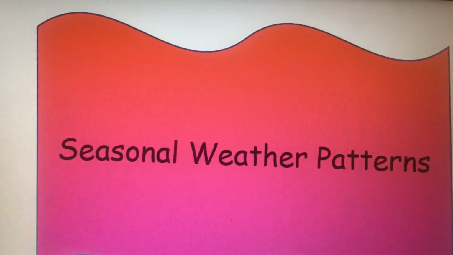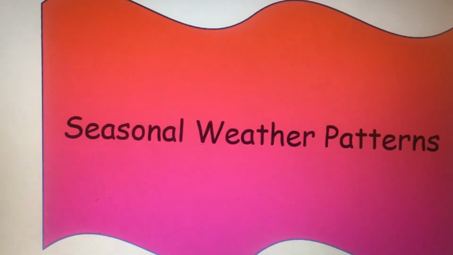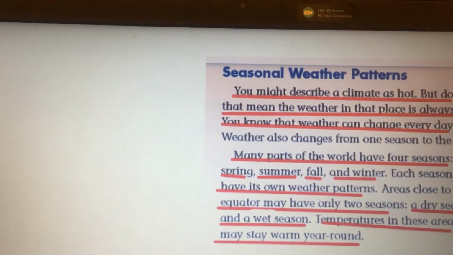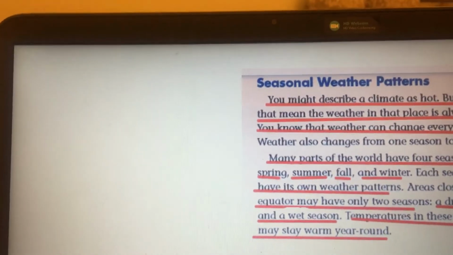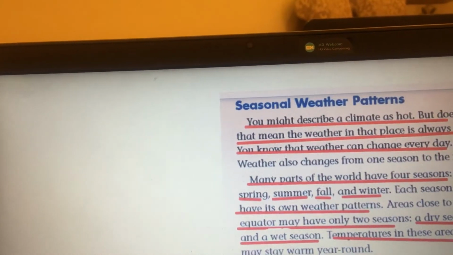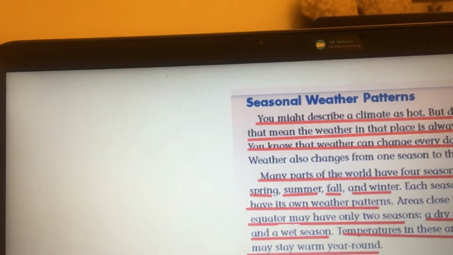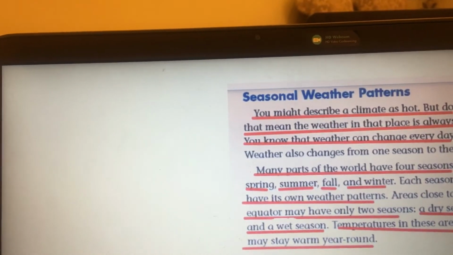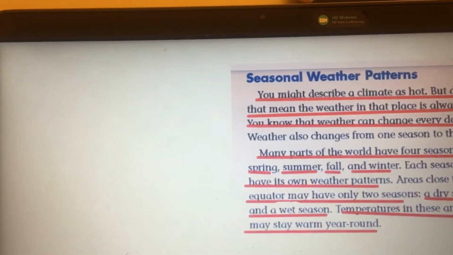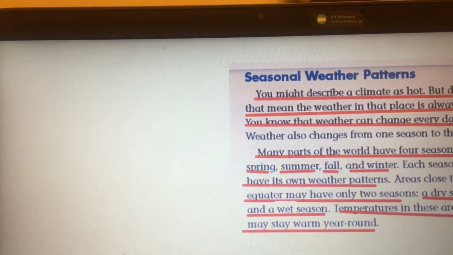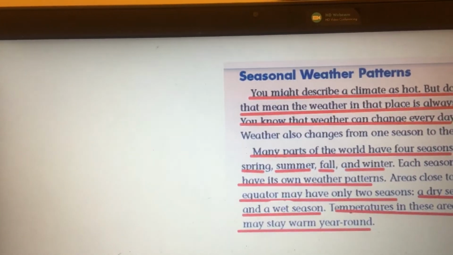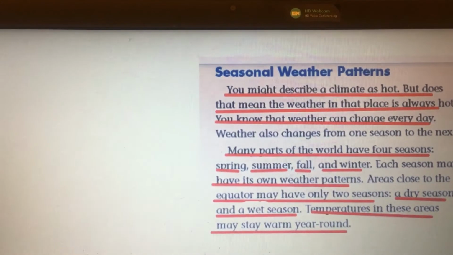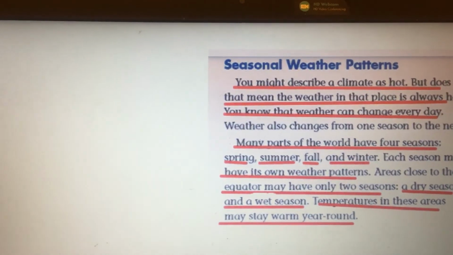Seasonal weather pattern. You might describe a climate as hot, but does that mean the place is always hot? You know that weather can change every day. Many parts of the world have 4 seasons. What are they? Number 1, spring. After spring, summer. After summer, fall. After fall, winter. Each season has its own weather pattern.